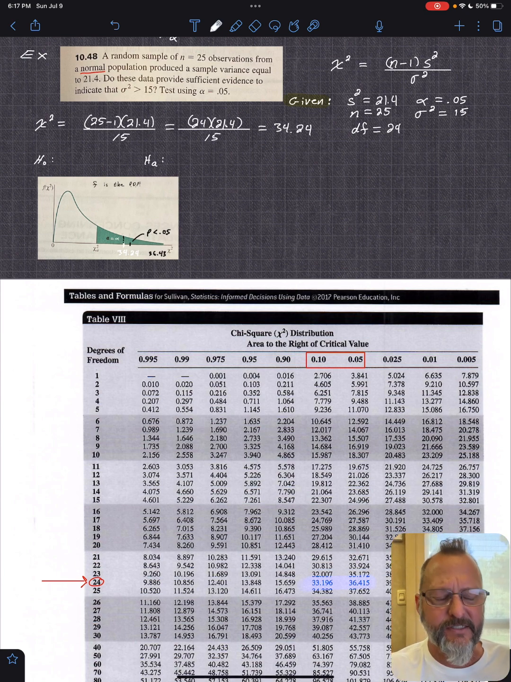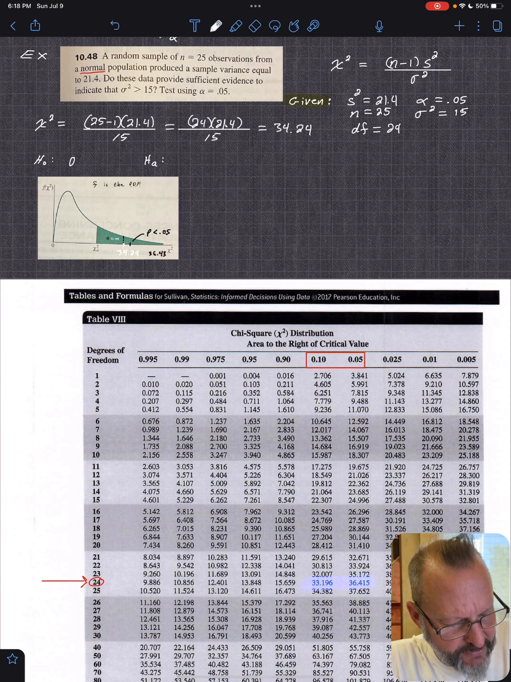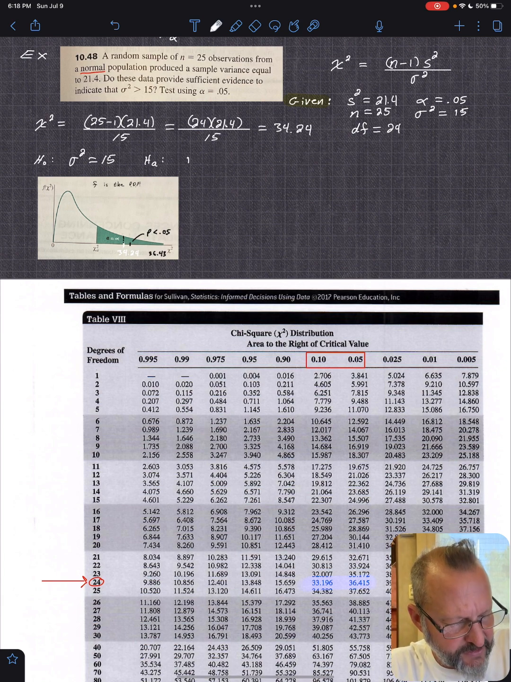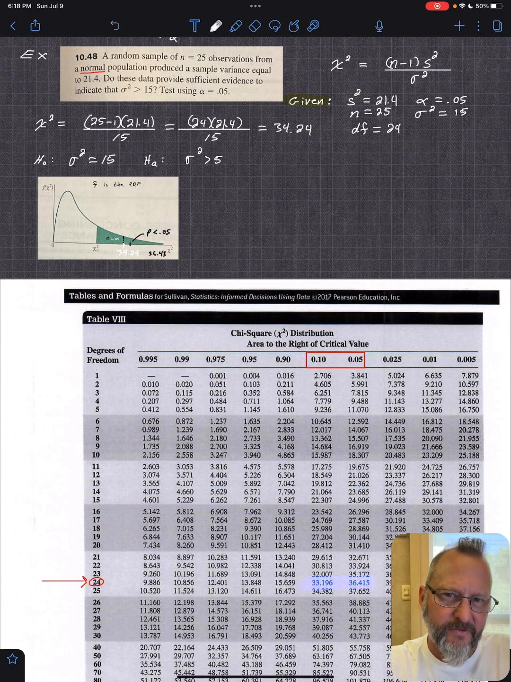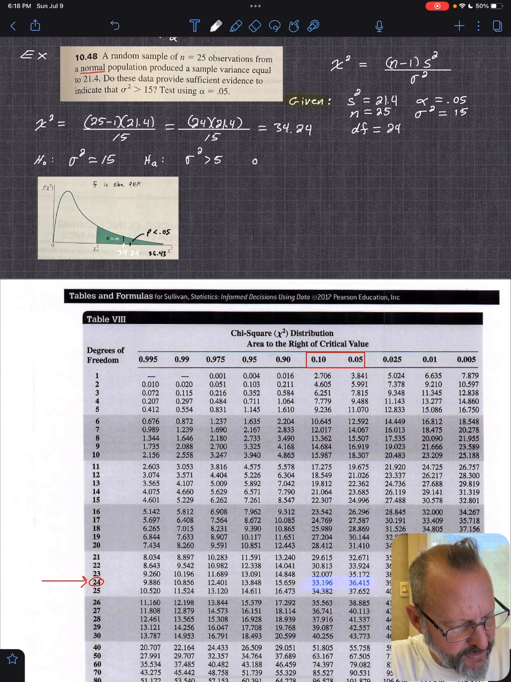All right, so let's state our null hypothesis. The null hypothesis is that sigma squared is 15. Our alternate hypothesis is that sigma squared is greater than 15. So it'll be on the right side, that right side test. So this is a one-tailed test to the right.